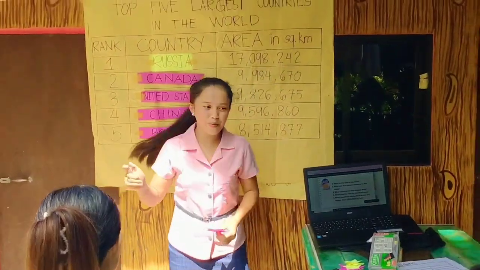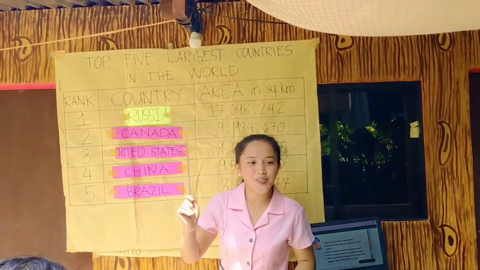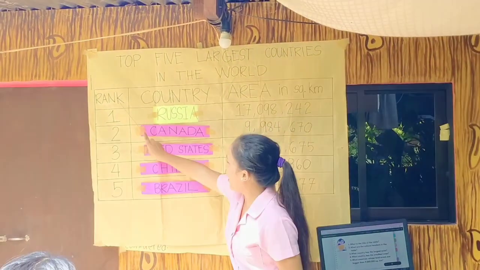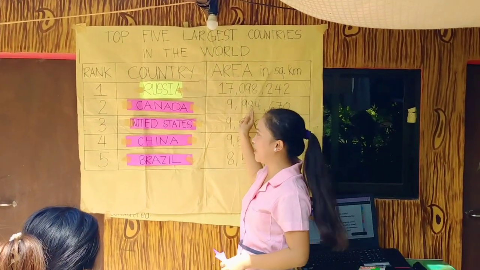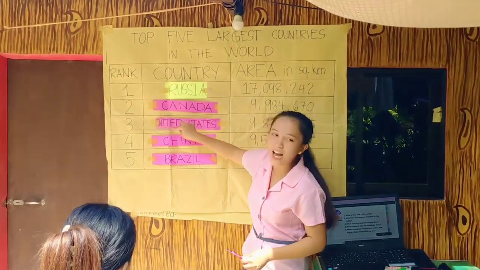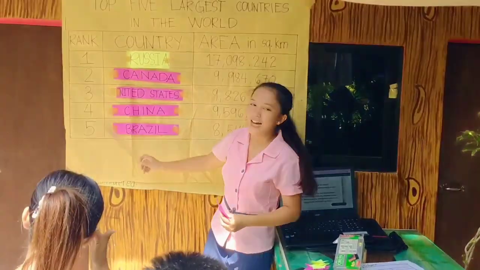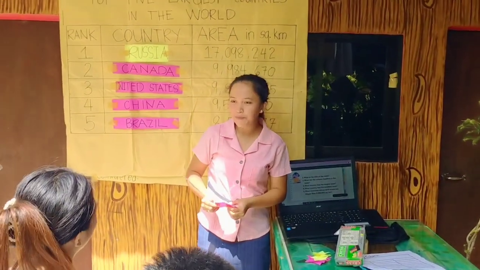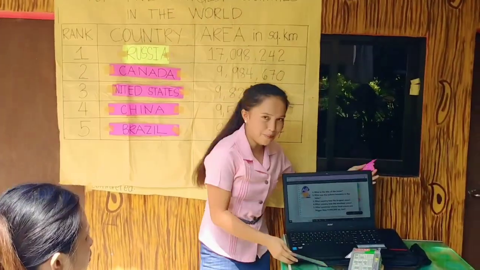Okay, let's explain. The answer of Mary Jane is correct because the column headers are rank, country, and area in square kilometer. So, ang kani sila class, kani Baby Jean, di na siya ang column headers, mga rows na siya. Understand, Baby Jean? Yes, ma'am. Is that clear, class? Yes, ma'am.